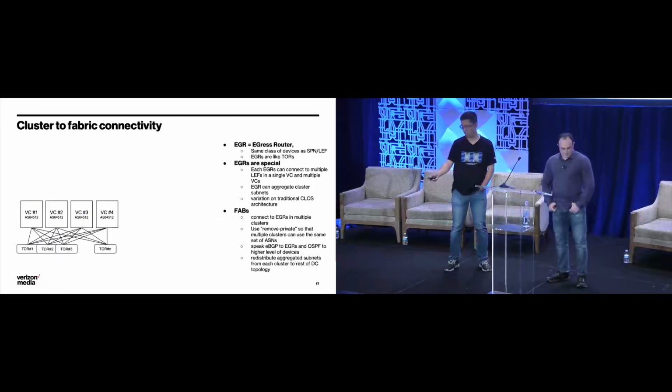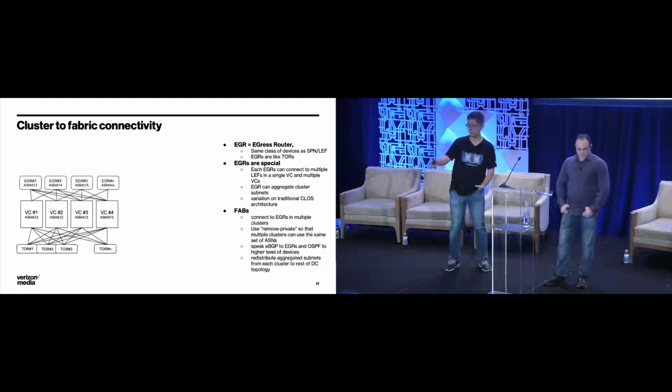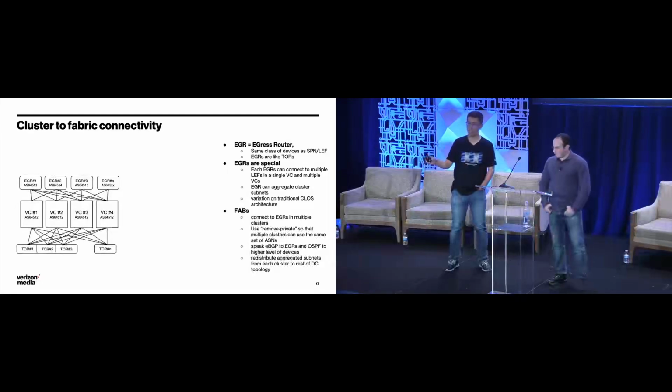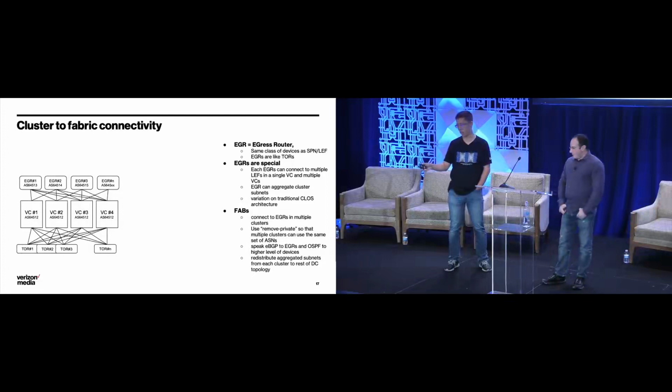So, okay, here we were talking about the egress. Because we just talked about VCs and the ToRs, and how do we get stuff out from there, right? So we use these devices we call EGRs, egress routers. It's actually the same class of devices as the spine and leaf. However, the EGRs topologically are like ToRs. They connect to each of these VCs and use a distinct AS number. And they are distinct among themselves and also distinct from any other ToRs within the same cluster.